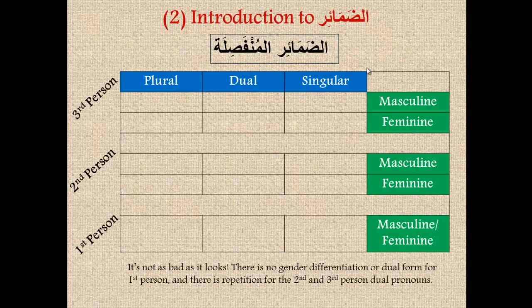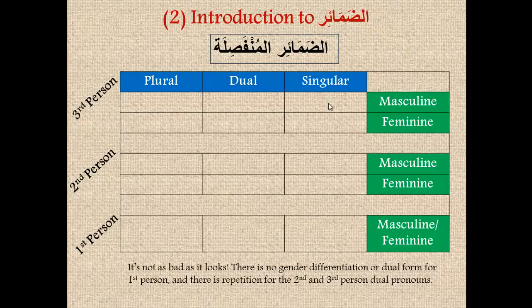So here is a chart. It's the full chart of all of the al-dhama'ir al-munfasila, of all the personal standalone pronouns. And I've added for you these headings on the sides to help you with the organization. So here we have person. The bottom row refers to the first person pronouns. The middle 2 rows belong to the second person, and the top 2 rows belong to the third person.